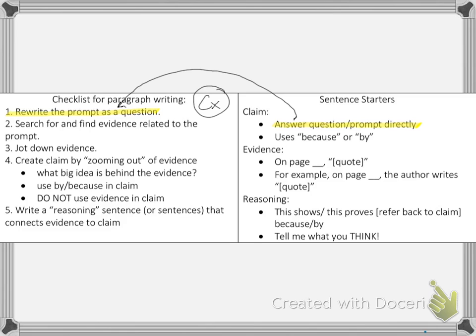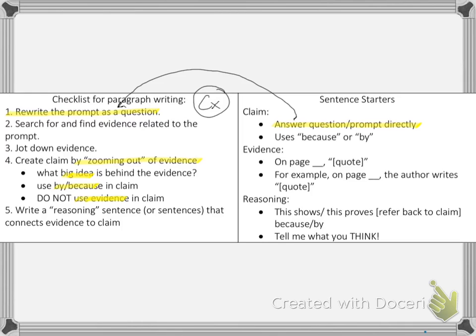The other mistake that I saw was that you, if you got a CX, often had trouble zooming out of your evidence to write your claim. So when we talk about zooming out of your evidence, we're going to be talking about big ideas behind the evidence. We must use by and because, and we cannot use the evidence in our claim. You sound crazy when you repeat yourself.